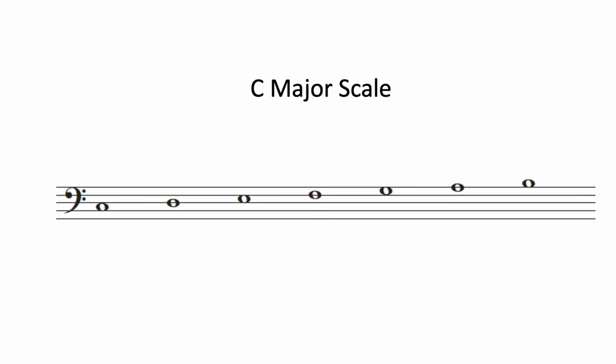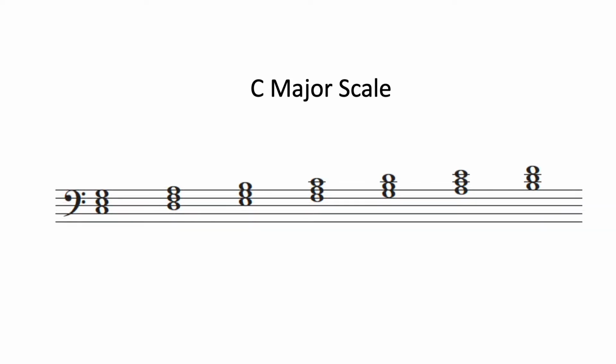Now what I'm going to do is stack triads on top of each one of these notes. So boom, there we go. Now we've got triads built on top of every note of the C major scale. Okay. Here are my scale degrees. I didn't do the octave because I thought that was kind of repetitive. But now I'm going to take those scale degrees and turn them into Roman numerals.